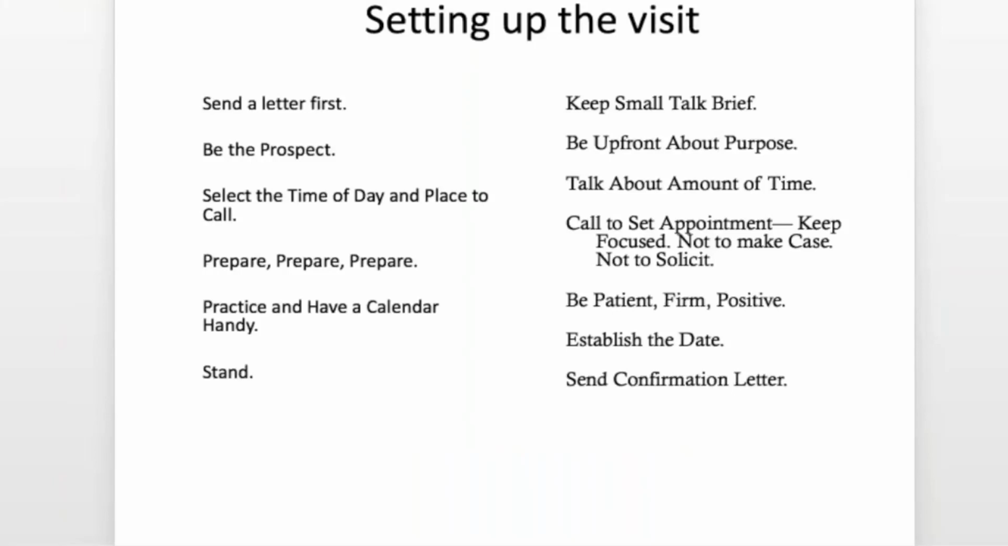And so some things that help with that are, first, to have some guidelines for setting up a visit, which I have for you here. And again, if you'd like to, we can talk about it offline. But it's basically a process of sending a letter first. And I think a physical letter is best. And then thinking of yourself in the prospect's shoes, selecting a time to call, preparing for that call, standing up where your voice sounds so much better, and then just setting up a meeting.